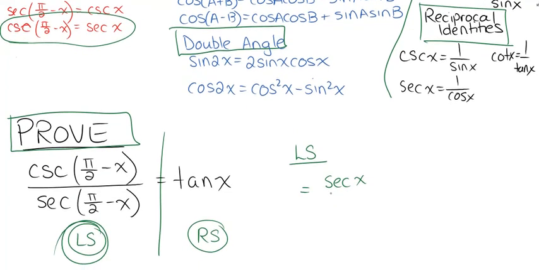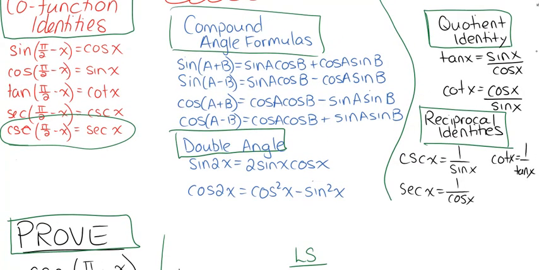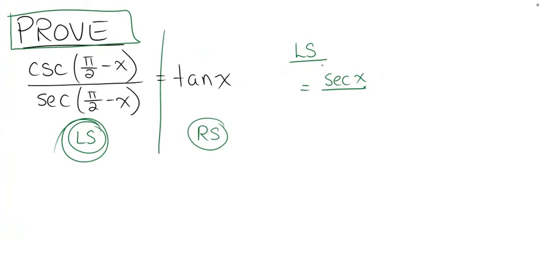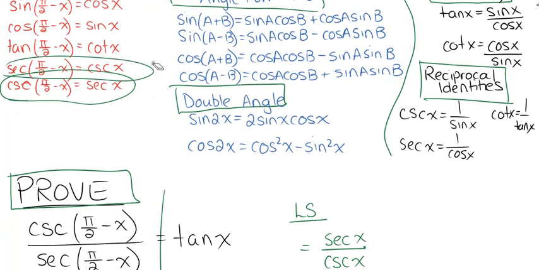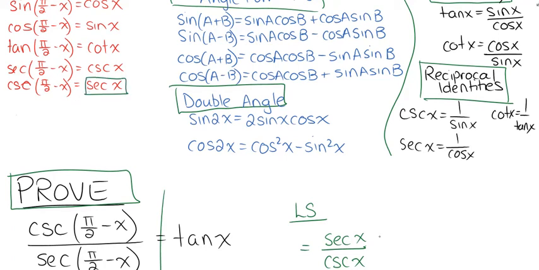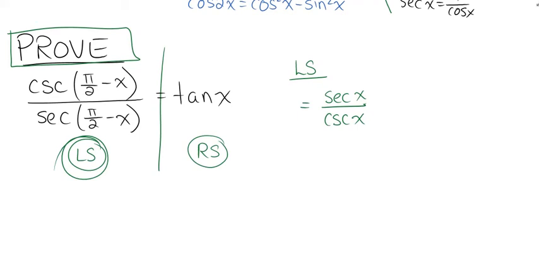And then over, I know secant of pi over 2 minus x is actually equal to cosecant. So I'll sub in a cosecant. I basically just went to my cofunction identities, saw what cosecant was equal to, and substituted for that. That's all we're doing. And now I think I'm going to use my reciprocal identities. So secant over cosecant. Well, I know secant is actually 1 over cos, divided by cosecant, which is 1 over sine x.